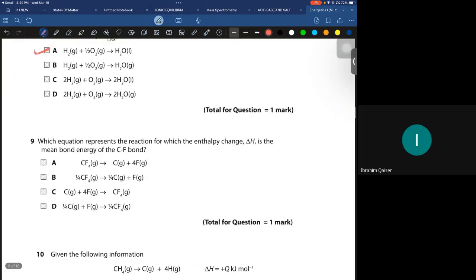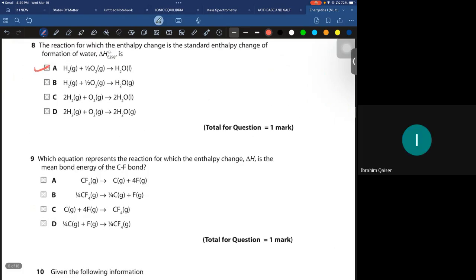Why not C? Because if you remember, we used to tell you that 1 mole of water is formed. 1 mole of water is formed. In this equation, you can see the 2 mole of water. Technical error in this equation. Of course, same goes with D.